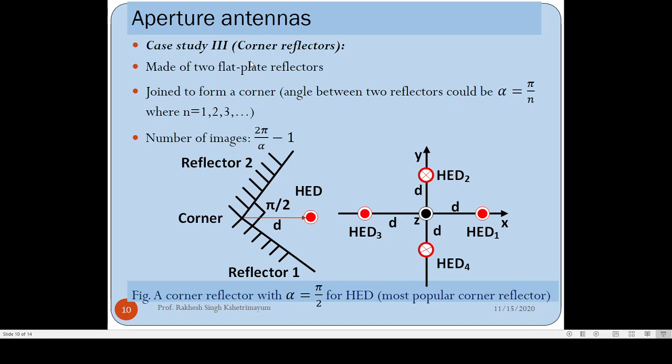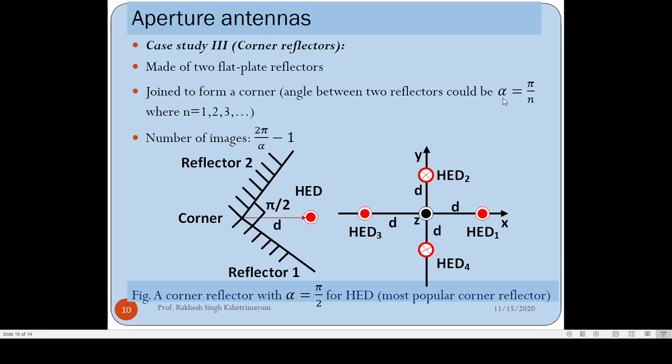We are going to do a case study for corner reflectors. Basically, this is reflector 1, this is reflector 2. You join them, you form a corner here. So that's why we call it a corner reflector. So in the corner reflector, we have 2 reflectors, reflector 1 and reflector 2. And the angle between the 2 reflectors, we usually call it alpha.